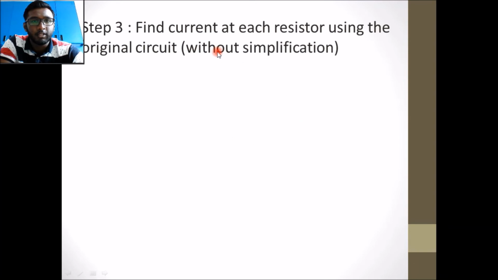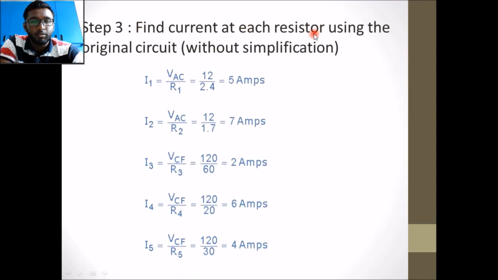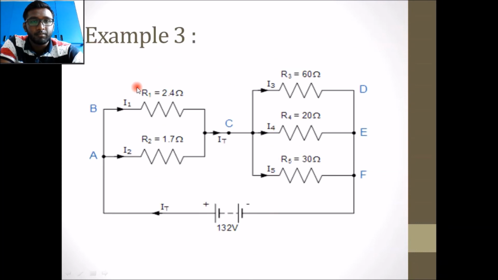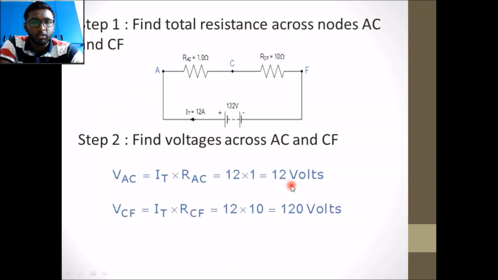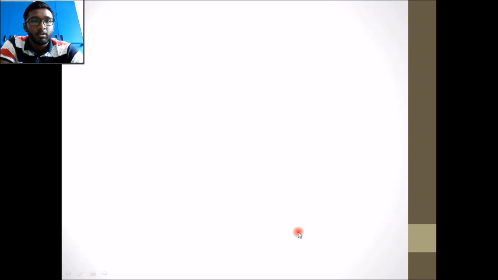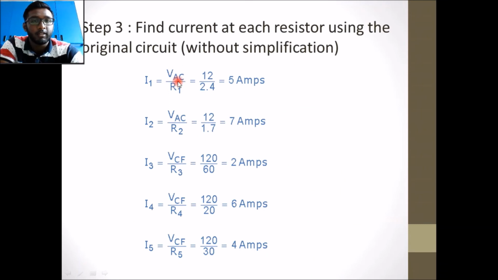Okay, then for the third step, to find the current of each of the resistors, the I1, I2, I3, I4, I5, we have to use Ohm's law. But to find I1 and I2, we have to use the voltage value of 12 volts, because as I said before, the voltage varies here. So to find the resistance value between AC, we have to use 12 volts, and to find the value of R between CF, we have to use 120 volts. So by using V is equal to IR, we can find the current value for all the resistors here.